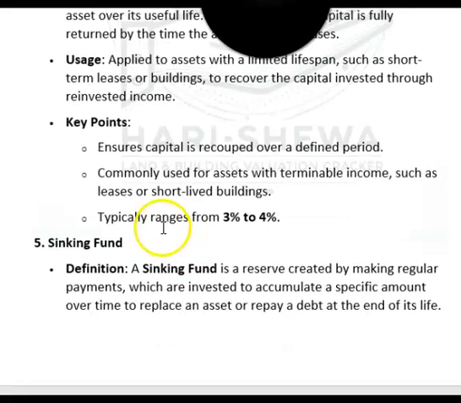Key point: ensure capital is recouped over a defined period. Commonly used for assets with terminable income such as lease or short-lived buildings. Typically ranges between 3 to 4%. This is the interest we are using in the sinking fund, so we know how much money to set aside annually.